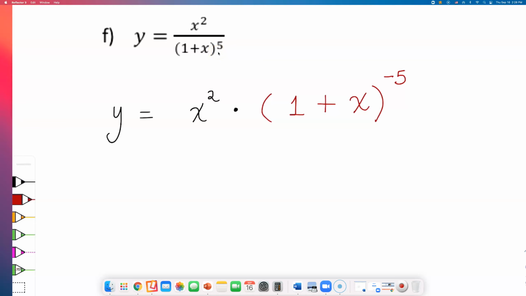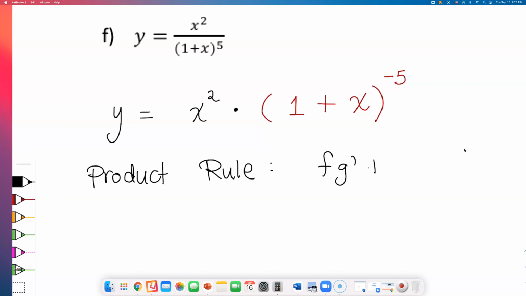Instead of quotient rule, guess what rule I must use this time? The product rule, right? Now we clearly see a product of x squared times this red chunk. So let's do the product rule this time. Product rule, which says first times the derivative of the second plus second times the derivative of the first.